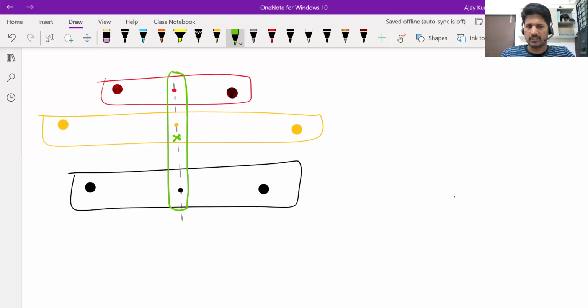Okay, do you all agree with this or not? The overall center of mass of this system has to lie on that gray dotted line. Yes or no?